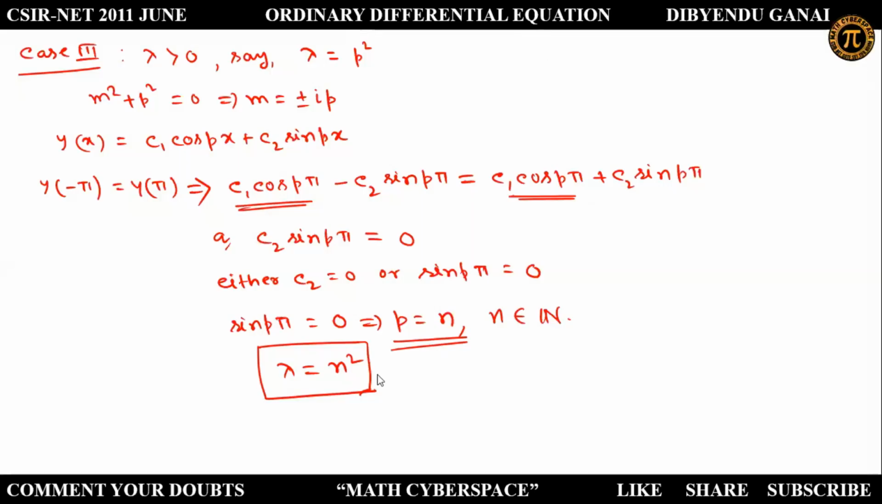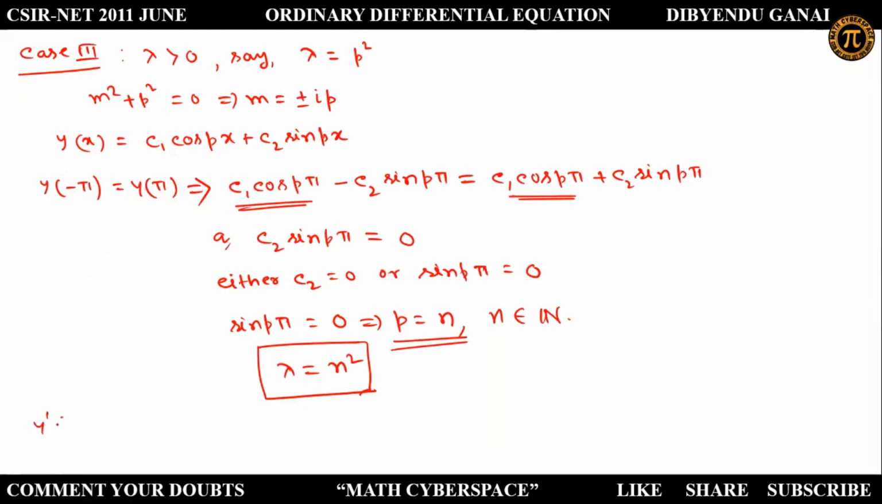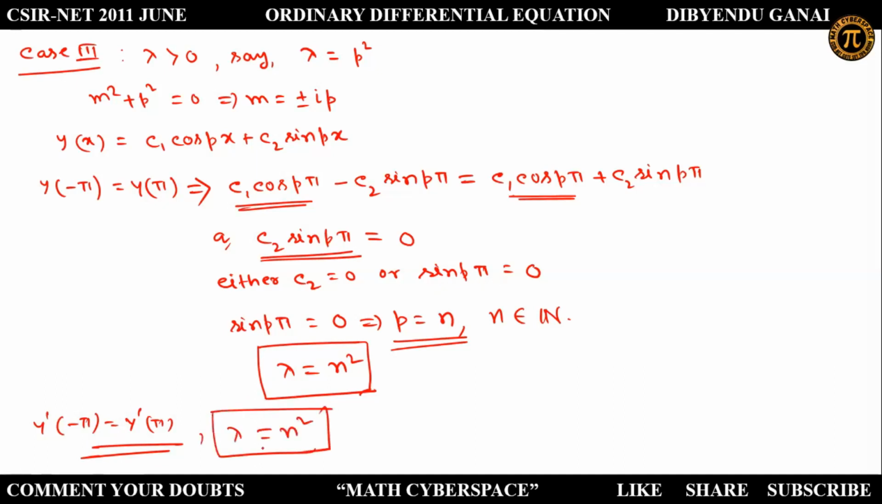If you use the second boundary condition, y dash, again you will see that you get this type of equation, and either c1 equals 0 or sin p pi equals 0, and from here you will again get lambda equals n square. So in this case, when lambda is positive, we are getting the solution c1 cos of nx plus c2 sin of nx.